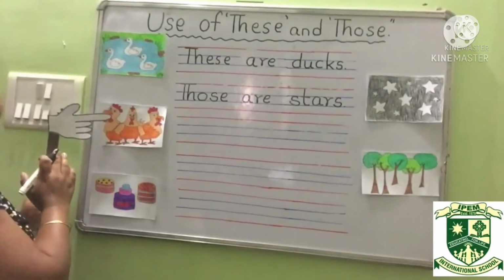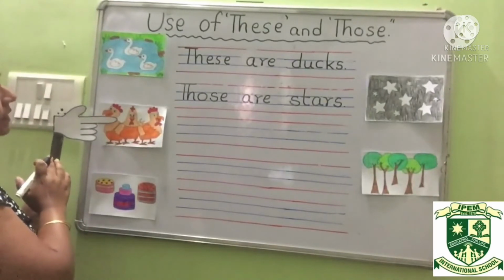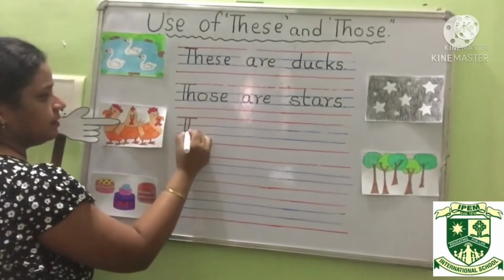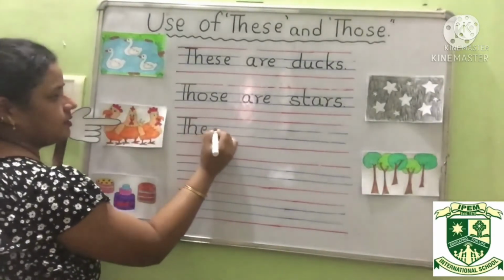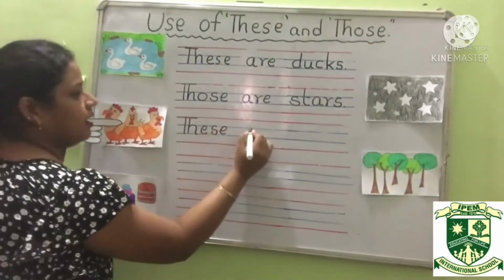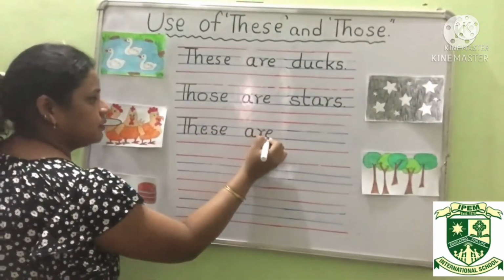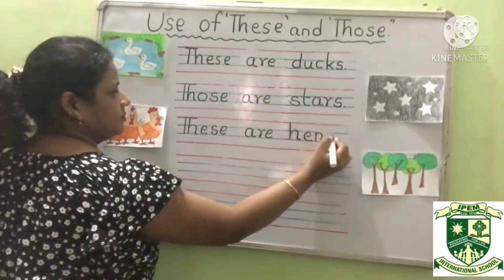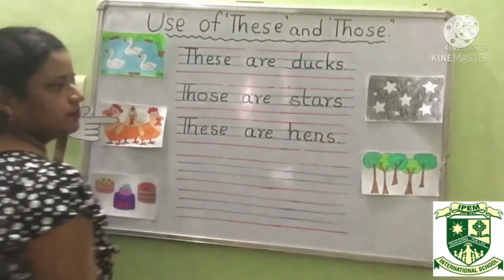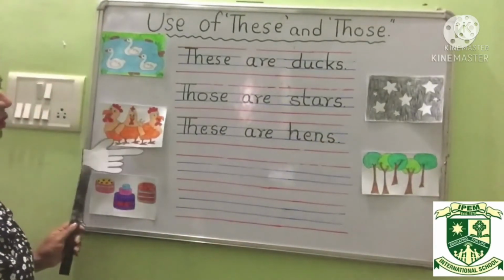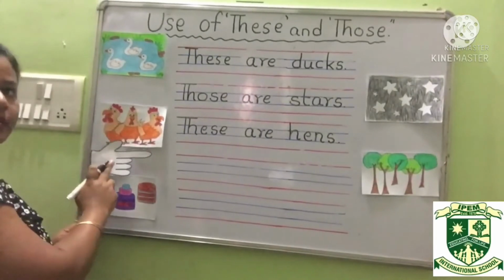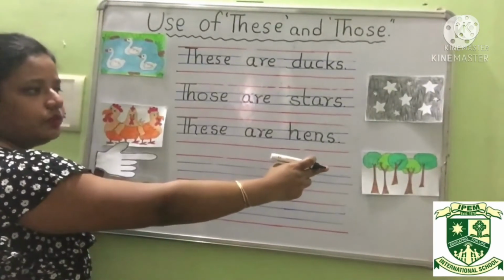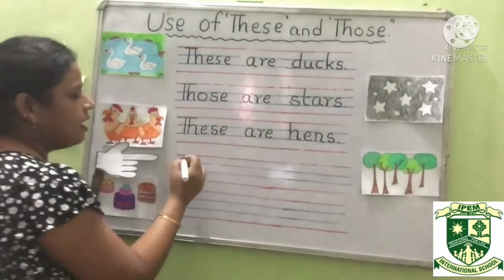Now coming to the third picture, this picture is close to the pointer, so we'll say these are hens. Is it clear? Now coming to the fourth picture, see the pointer, and those trees are far away. So we'll use: those are trees.